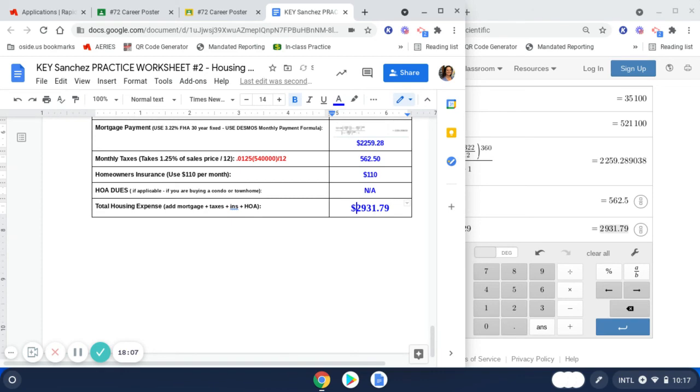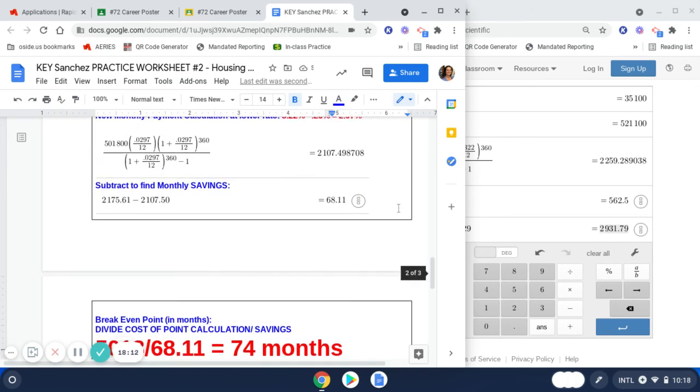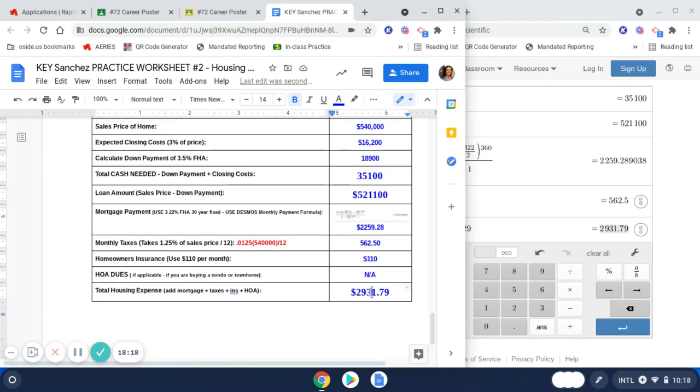And then we go back up to see, do we fit under our guideline? So see how it said she could afford $2,938.74? Woo, I just made it back under. So yes, a sales price of $540,000 does work for you, Yaneli. And now she can start shopping.